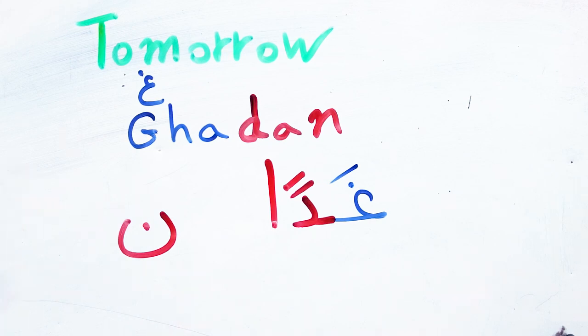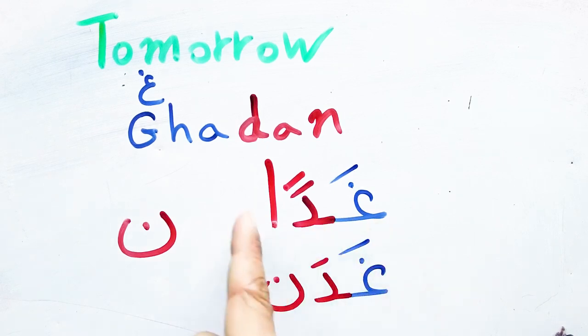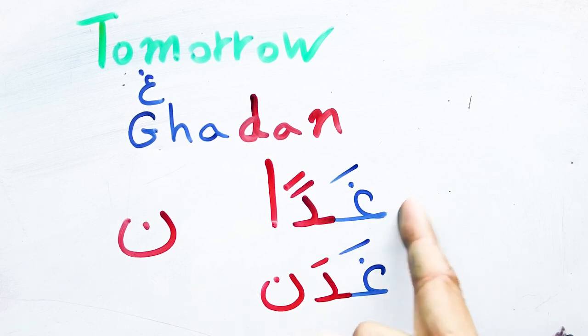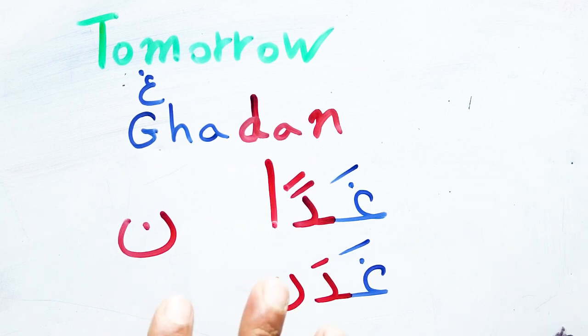Actually, you may write it like this the first time. When you are still a beginner, you may write it like this, then it is the same. We pronounce it like this, but we write it like this. We have some rules in Arabic, but they are very few, okay? We're going to talk about them, that we write in one way and pronounce in a different way, but they are not a lot. Ghadan, tomorrow.